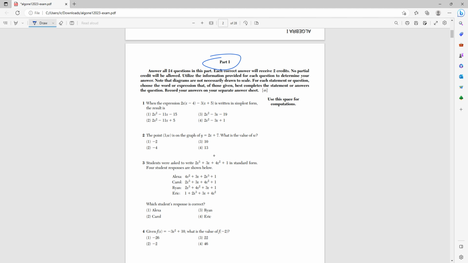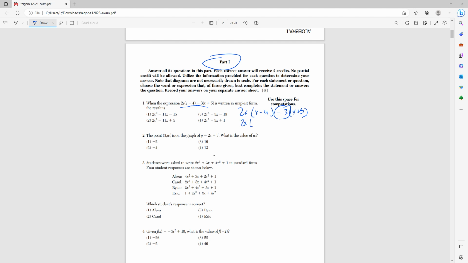Number 1 asks that when the expression 2x times (x minus 4) minus 3 times (x plus 5) is written in simplest terms, the result is... So it's pretty much asking us to combine like terms. The first thing we're going to do is distribute the things outside the parentheses. So our first step is to distribute this negative 3. Remember, it's not just 3, it's minus 3.